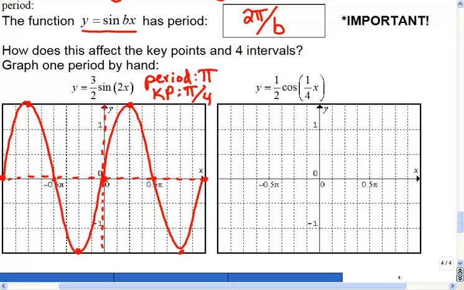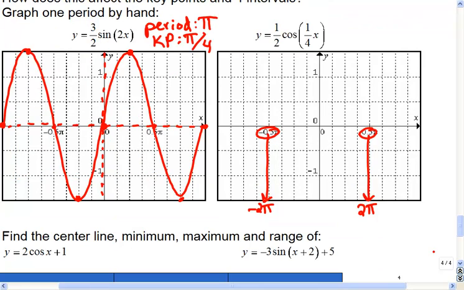Okay, so you try doing the adjustment to your key points for this next one. Just a heads up, it's going to turn out funny if we use that scale. So let's turn this into negative 2 pi, and let's turn this into 2 pi. So change the scale in your notes. So I'll walk through it here with you again. Center line is still at 0. There was no phase shift.